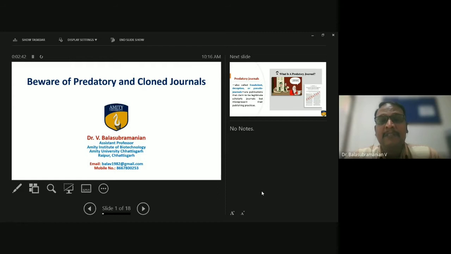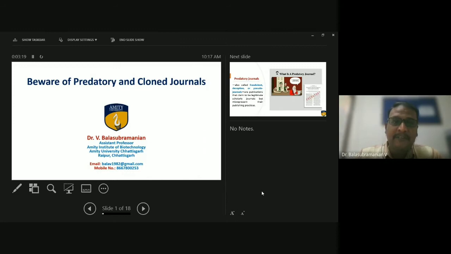But we must be aware, as researchers. We are always thinking about our research work, how we can perform it, how this methodology can be worked out, and how we can get the result. But after that, as a researcher, we must be aware of predatory journals and cloned journals, right? So here we are going to discuss how to search for a right journal, or how we can escape from predatory and cloned journals.